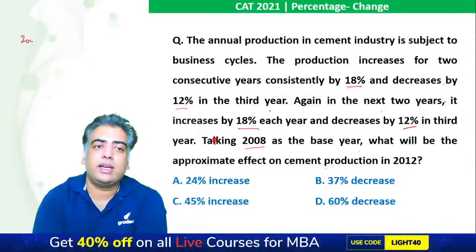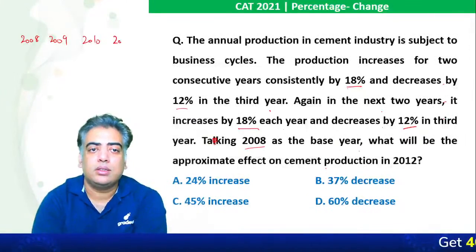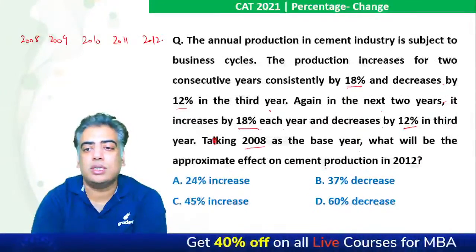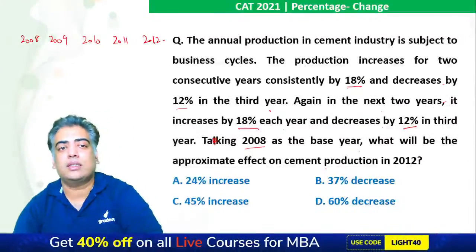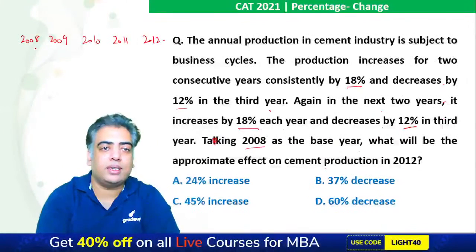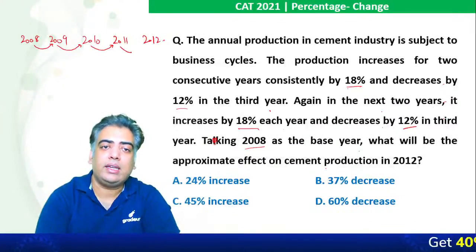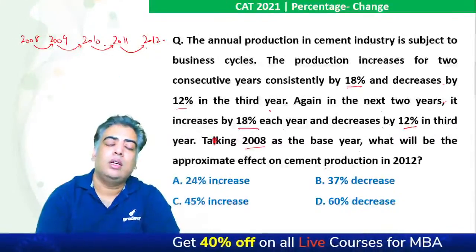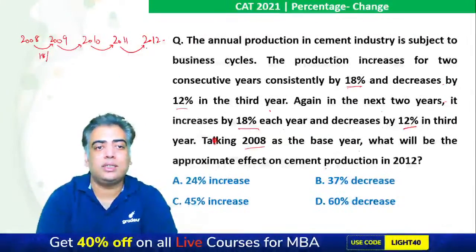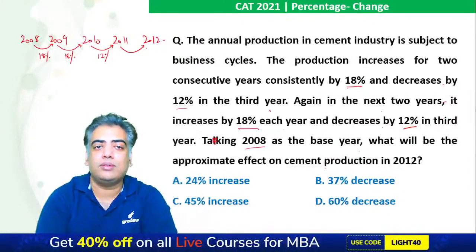So 2008, 2009, 2010, 2011, 2012. So they are the years given to me, right? So when I say production increases in 2 years and then decreases by a year and again increases, right? So let's assume that the value increases here by 18 and 18, and then it decreased here by 12, again increased here by 18%.